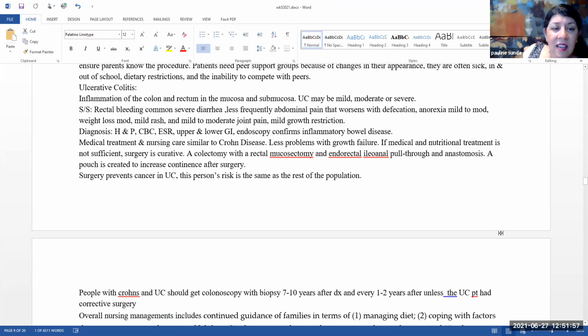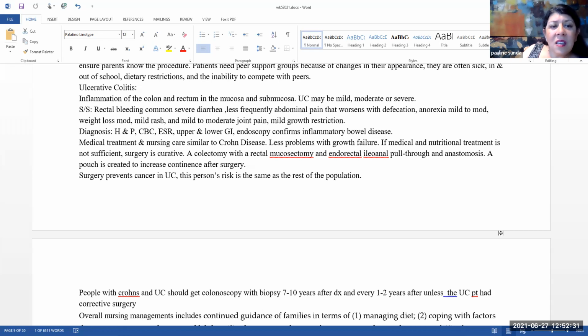Ulcerative colitis, another inflammatory bowel condition. This is an inflammation of the colon and rectum, the mucosa and the submucosa. It may be mild, moderate, or severe. Signs and symptoms: rectal bleeding is common, severe diarrhea, and less frequently abdominal pain that worsens with defecation, anorexia, mild to moderate weight loss, mild rash, and mild to moderate joint pain with mild growth problems.